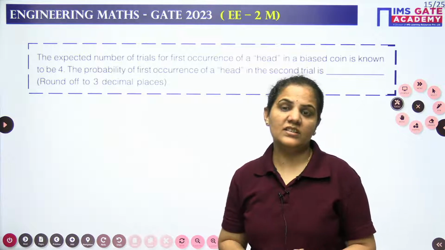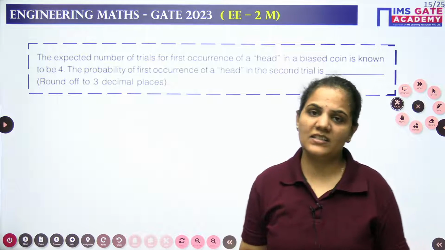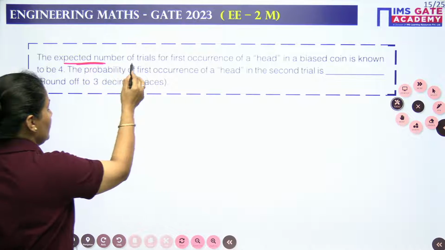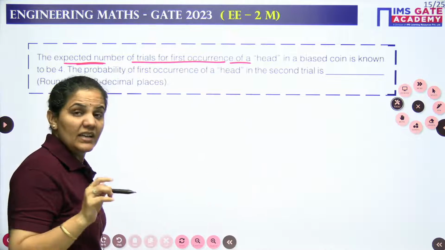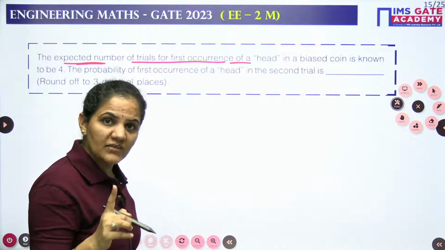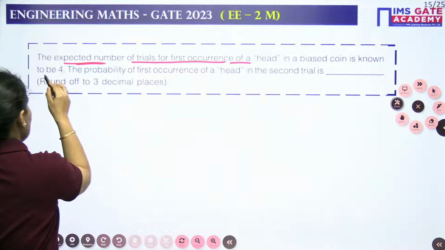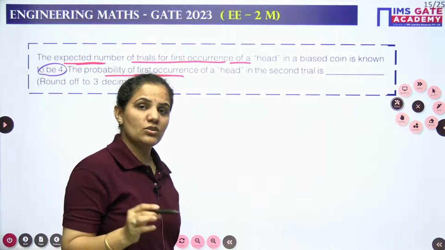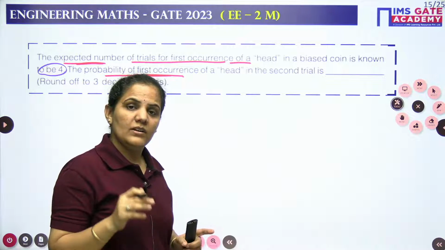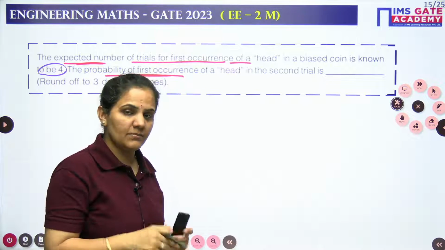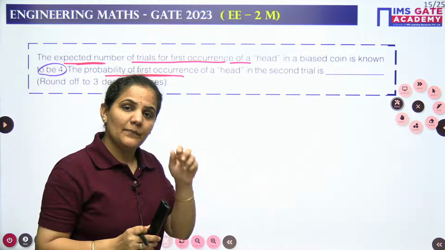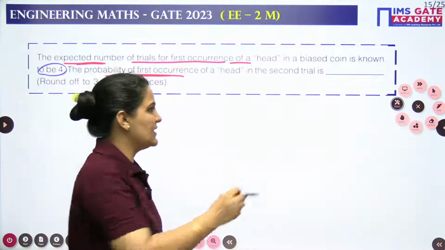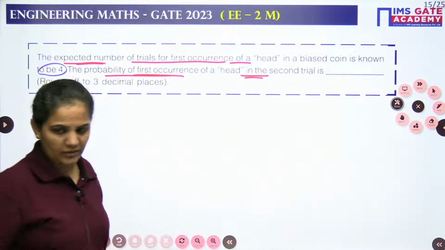Let's approach this question. This question is from probability and statistics. So let's go with the question. The question is talking about the expected number of trials for the first occurrence of a head in a biased coin. So the coin which is given to us is a biased coin, known to be 4. We need to find out the probability of the first head, that is, when we get the first head on the second toss or the second trial. Here we need to find out the probability for that one.